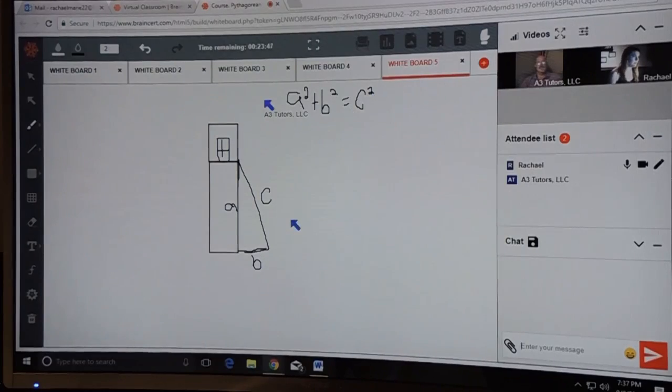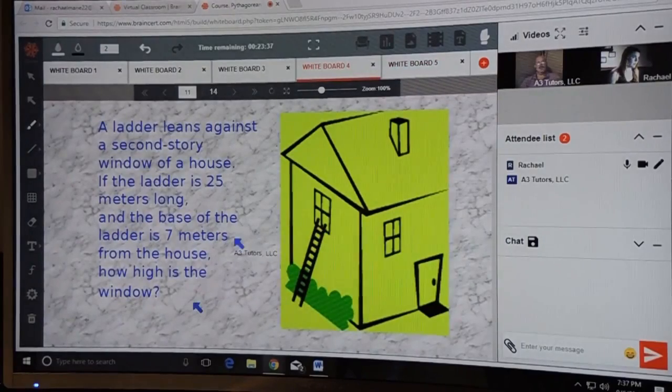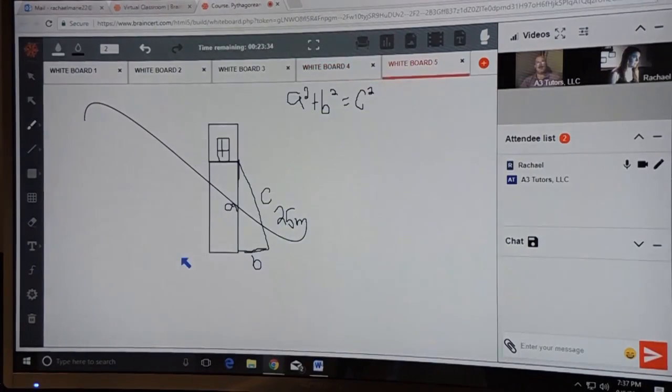And then I'm going to input the numbers. So the ladder was 25 meters, and this is the ladder. That's a long ladder. The distance right here is 7 meters. So we don't have A, but we do have C and B, the hypotenuse and one of the legs. Should I write the problem out? Yeah, go ahead and write it out.